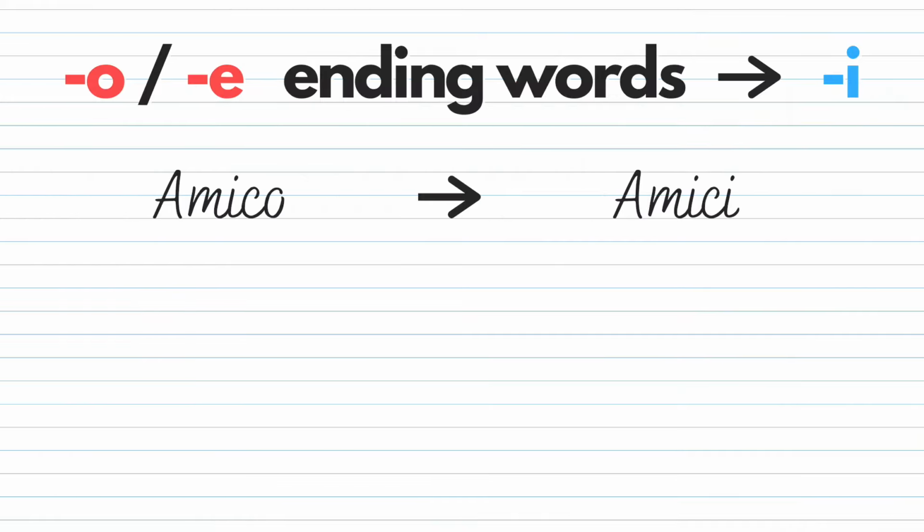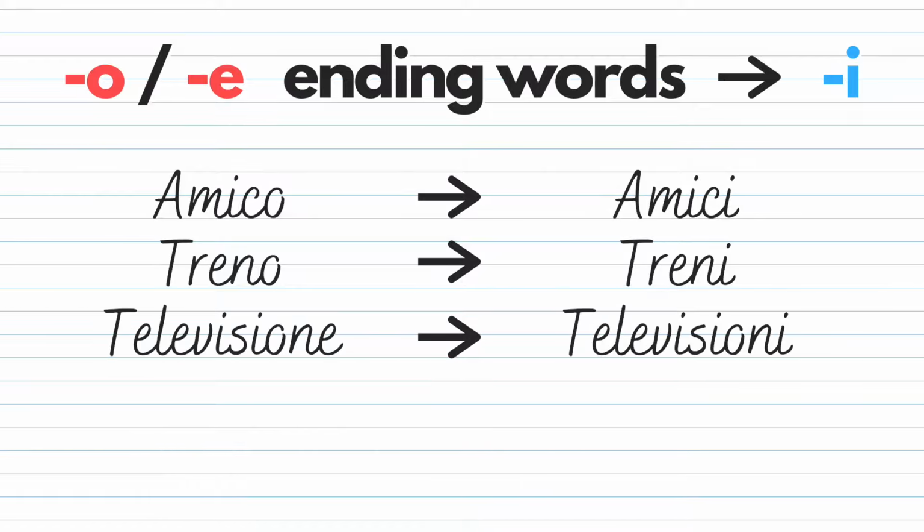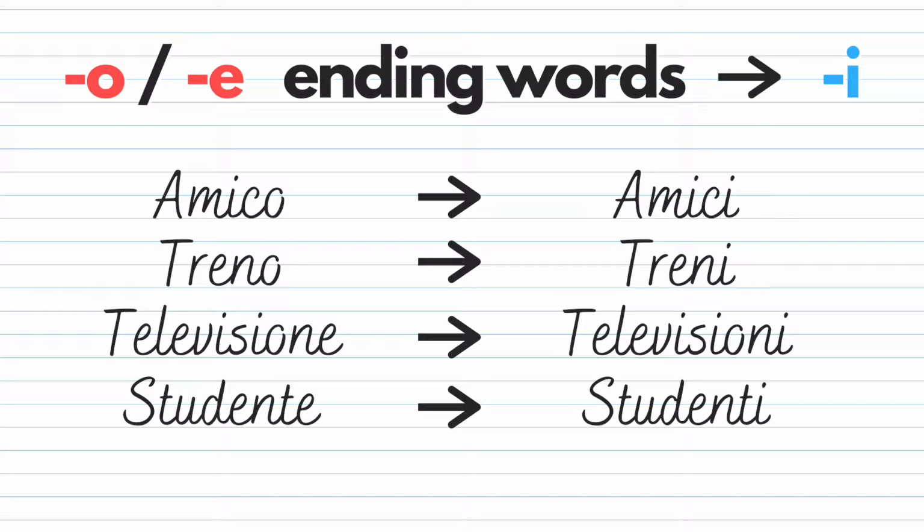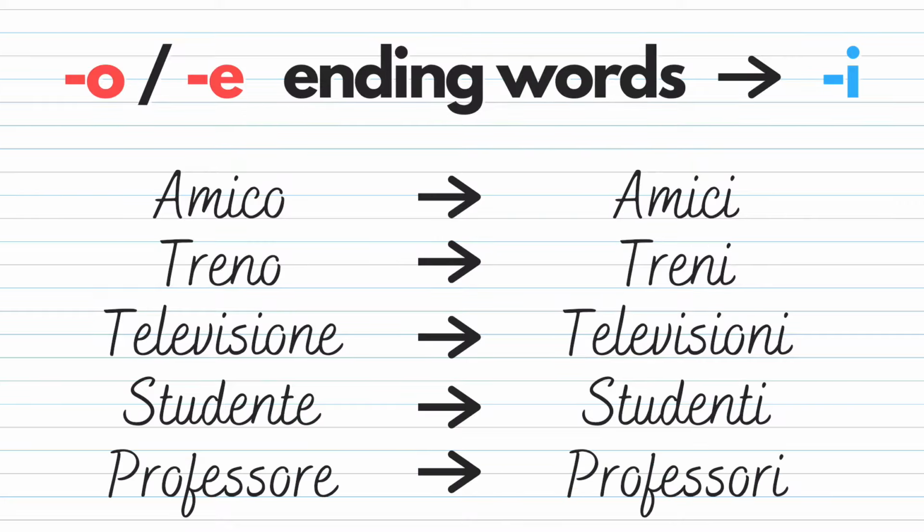For example, amico, amici, treno, treni, televisione, televisioni, studente, studenti, professore, professori. So you see o or e at the end, you want to make it plural, just swap the o or e for an I and you're done.